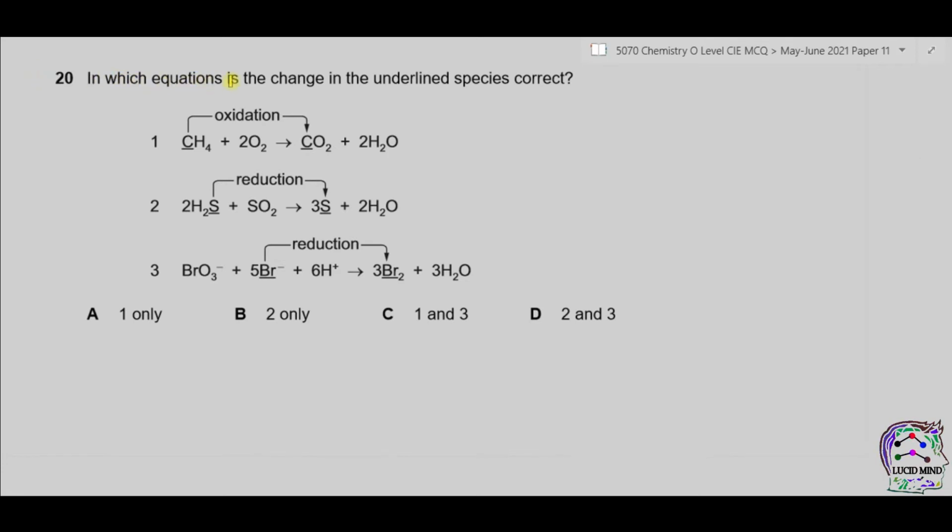Question 20. In which equations is the change in the underlying species correct? In the first one we can see we have carbon. There are 4 hydrogen atoms present in this CH4, and then we have 2 oxygen atoms. So hydrogen is lost and oxygen is gained, so therefore this is oxidation.